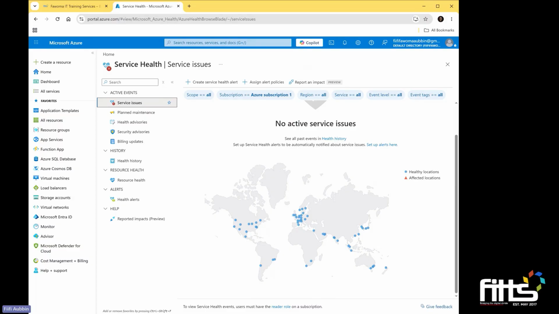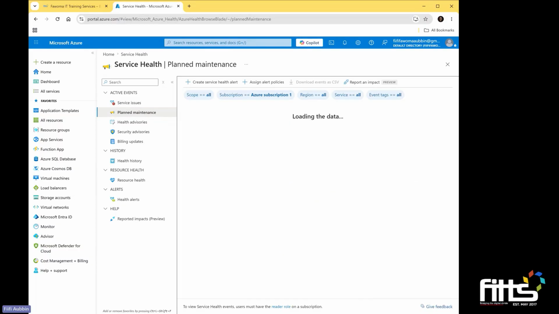I want us to look at planned maintenance. Okay, so unlike service issues, planned maintenance isn't unexpected. Microsoft occasionally performs maintenance on its Azure infrastructure. For example, they may update networking equipment, improve storage systems, or upgrade the underlying platform. And whenever possible, Microsoft informs customers in advance. And that is the right thing to do.